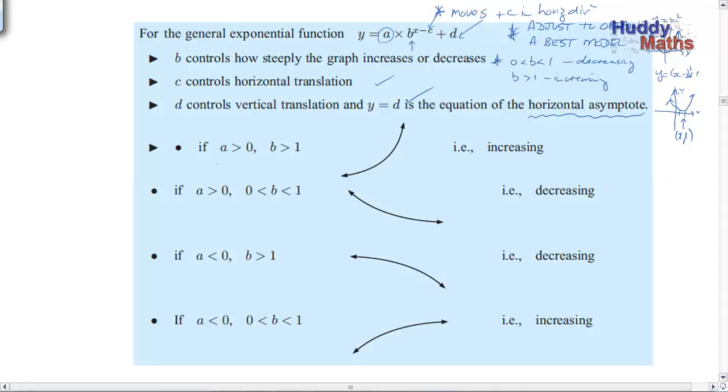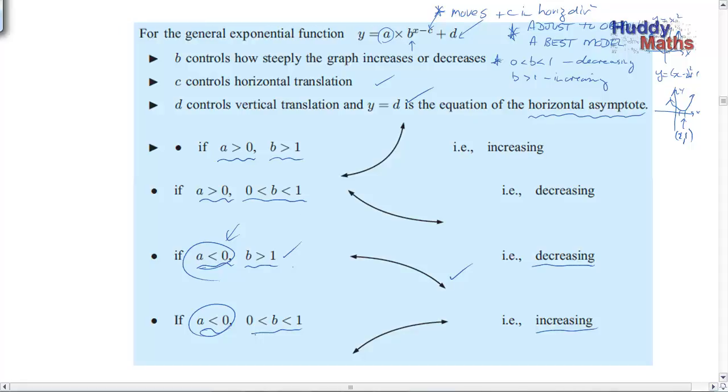All right, so here we have the idea. If A is positive, that's the number out the front, and B is bigger than 1, it's increasing. If A is greater than 0, but B is a fraction, it's decreasing. If A is less than 0 and B is greater than 1, it's decreasing, but it looks like this, because the number out the front is negative. Did you find that? And then if it's a fraction, it's going to be increasing. So these change around. B is greater than 1, but you're multiplying it by a negative out the front, so it's going to become more and more negative.